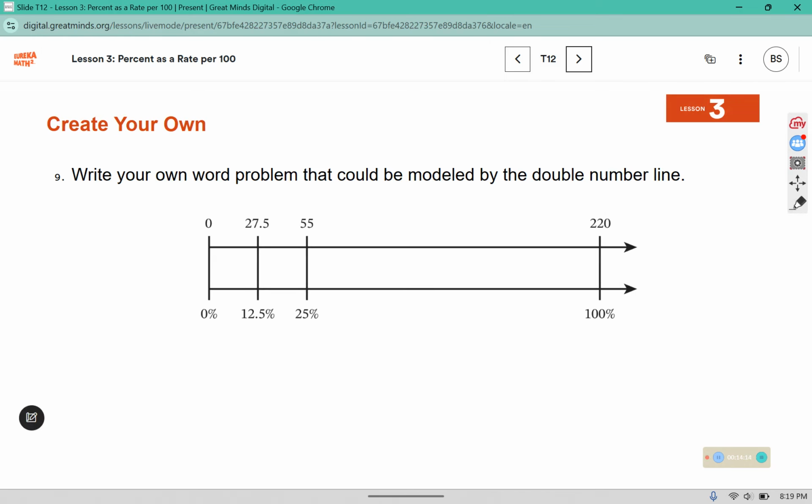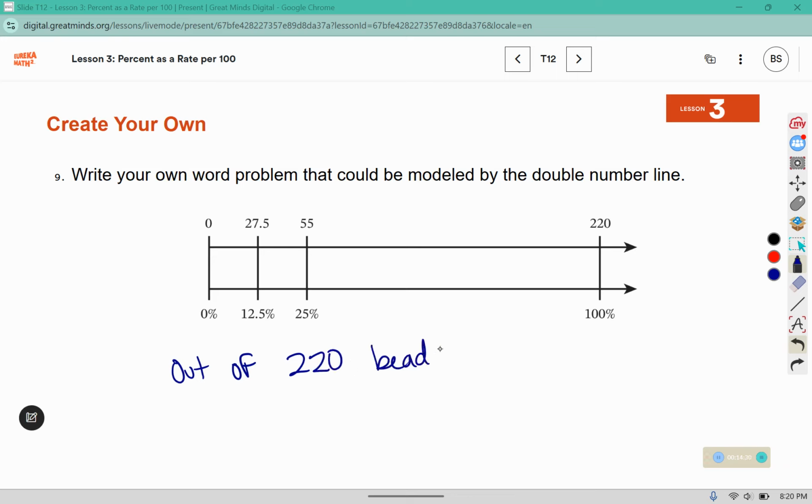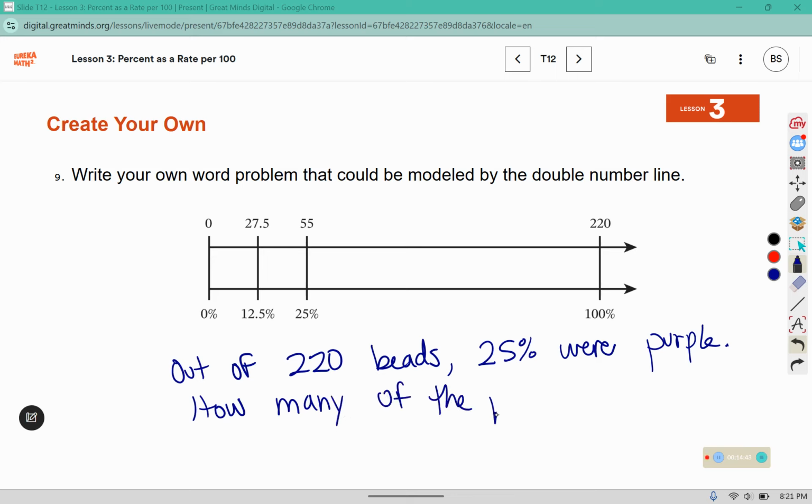Write your own word problem that could be modeled by the double number line. Here I see the total amount at 100% is 220. So it might sound something like this. Out of 220 beads, 25% were purple. How many of the beads were the color purple?